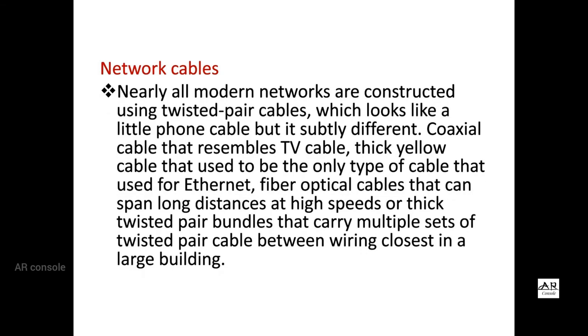Network cables. Nearly all modern networks are constructed using twisted pair cables, which look like a little phone cable, but are subtly different. Coaxial cable resembles TV cable. Thick yellow cable used to be the only type of cable used for Ethernet. Fiber optic cables can span long distances at high speed, and thick twisted pair bundles carry multiple sets of twisted pair cable between wiring closets in a large building.